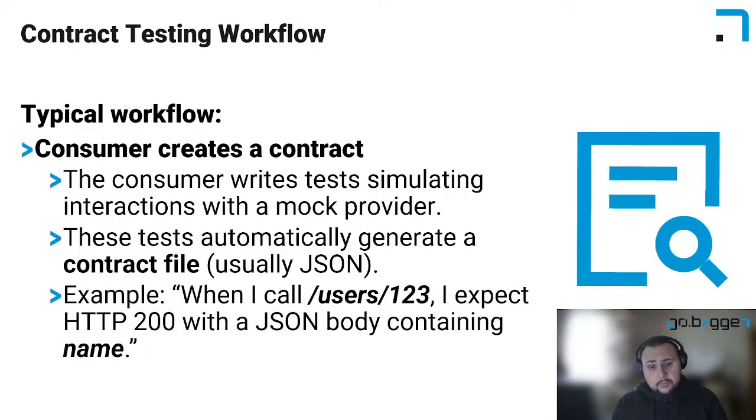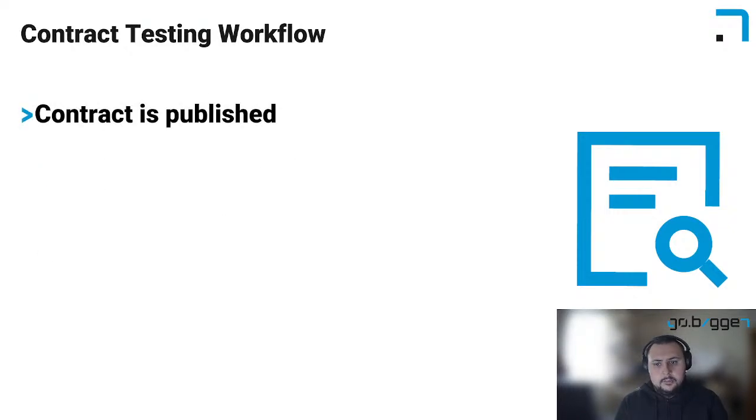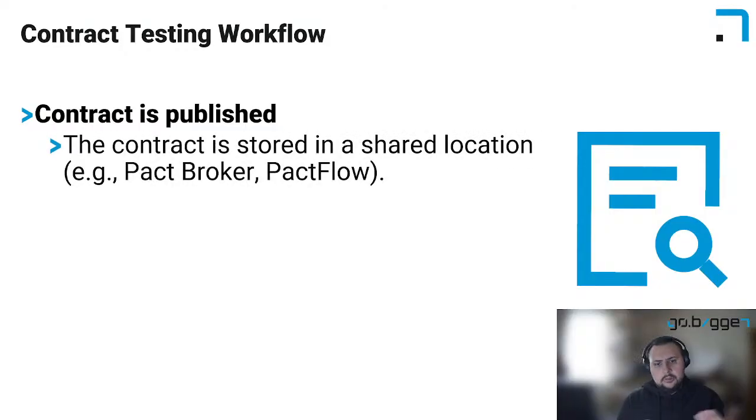And I can give you a quick example. A contract could look like, when I call /user/123, I expect the HTTP code 200 with a JSON body containing the name. That could be a basic contract that everyone can agree on in this case. The contract then is published, is stored in a shared location, for example, with PactBroker or PactFlow. Later on, I show you some different softwares that we can use for our contract testing. Those are just some examples.